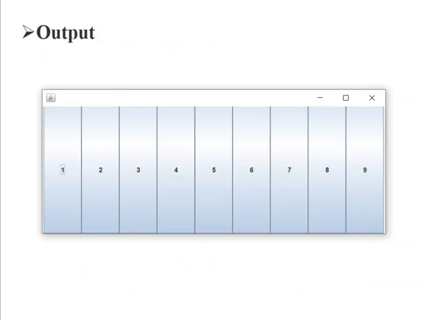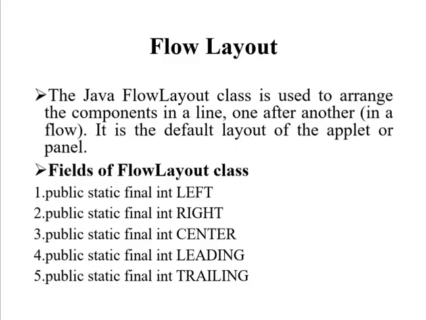The fields for the flow layout class are public static final int LEFT, public static final int RIGHT, public static final int CENTER, public static final int LEADING, public static final int TRAILING. The next one is the constructors used for the flow layout. First is FlowLayout(), which creates a flow layout with center alignment and a default 5-unit horizontal and vertical gap. FlowLayout(int align) creates a flow layout with the given alignment and a default 5-unit horizontal and vertical gap. FlowLayout(int align, int hgap, int vgap) creates a flow layout with the given alignment and the given horizontal and vertical gap. These are the constructors used for the flow layout.